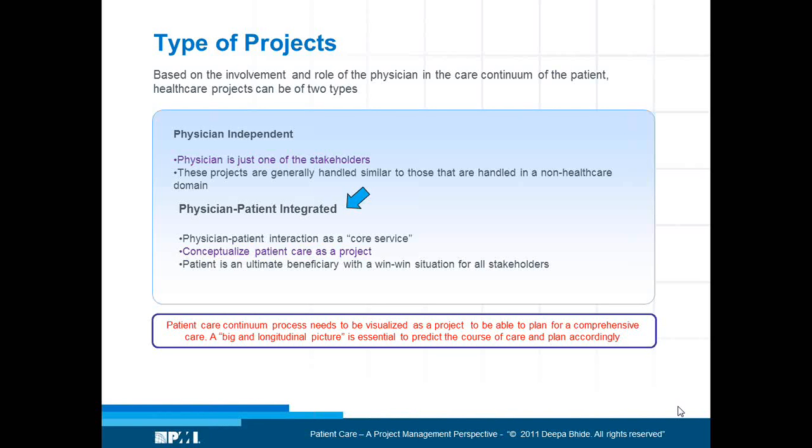The second type is the physician and patient integrated project, where we recognize the physician-patient interaction as a core service. This considers patients and physicians or care coordinators as partners in care. Patient care process needs to be visualized as a project to be able to plan for comprehensive care. A big and longitudinal picture is essential to predict the course of care and plan accordingly.